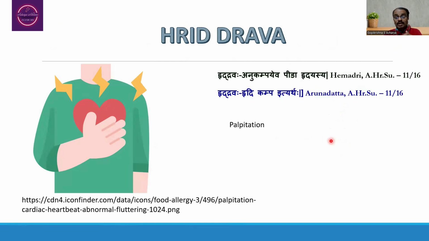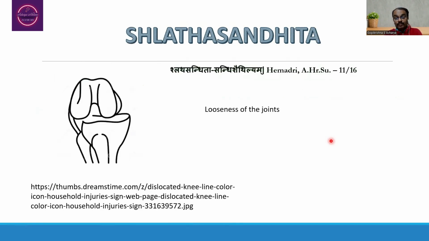Hridayadravaha, in the sense he will be having palpitation. That is Hridayadrava anukambayeva pida hridayasya. Hridikampaha, in other words, one's own heartbeat can be felt. That is what we can say, the palpitation or Hridayadrava. Sandhi Shaithilya, Shlata Sandhita, or otherwise, totally dislocated joints may be observed.